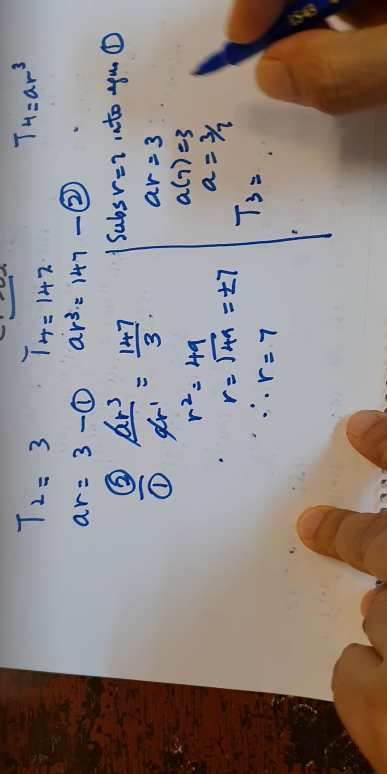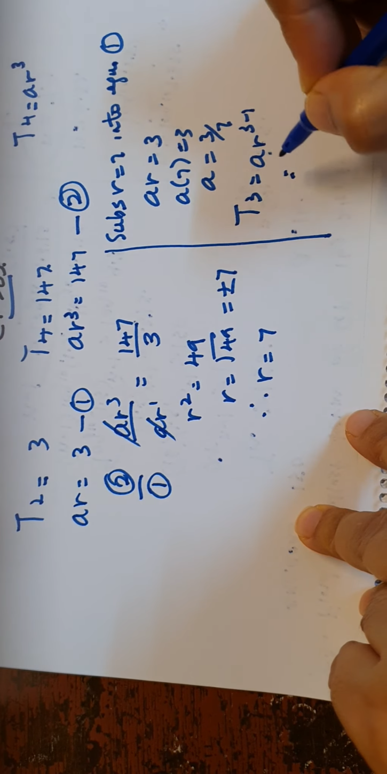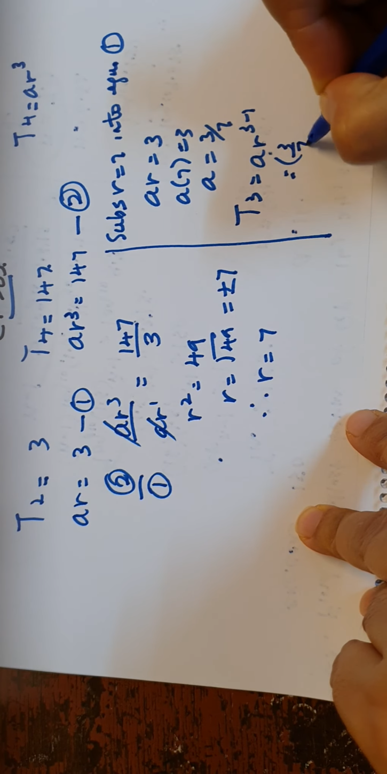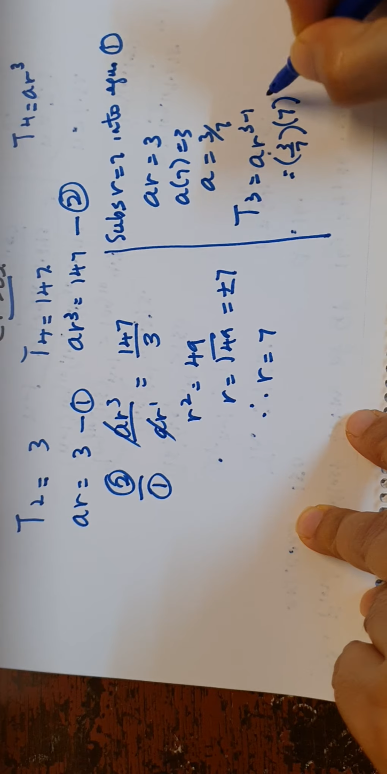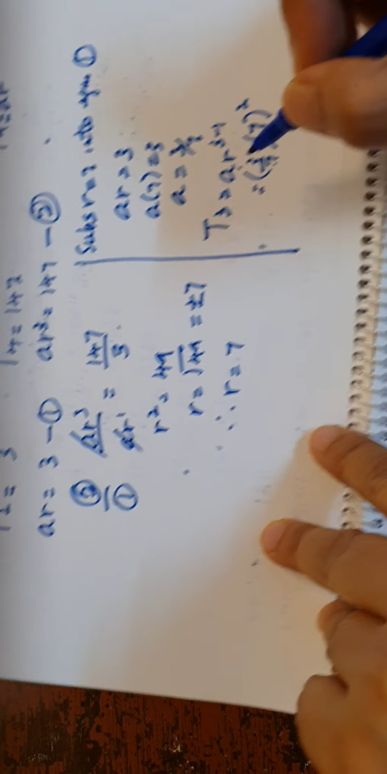If you want to find the third term, T3 is equal to ar^(3-1). My a is 3 over 7. My r is 7. This is a 2. Cancel one. So left one more 7, times 3 equals what? Equals 21.